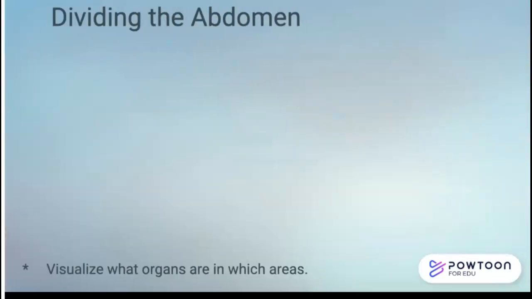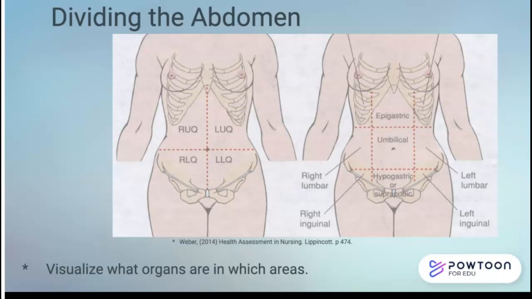Review the 4 quadrants of the abdomen as well as the different areas, the epigastric, umbilical, hypogastric, or suprapubic area. You will be responsible for these when you do your assessment as well as on your exams.